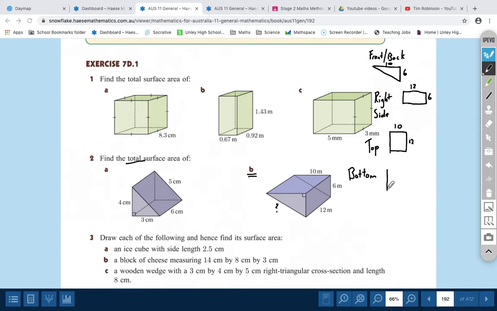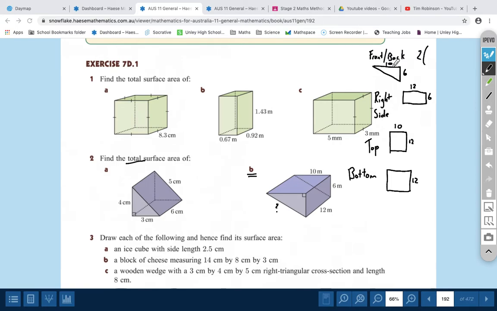Now this one here, it's actually missing a measurement, right? Because for the bottom rectangle, I need to know that length there, and they haven't given it to us. But we'll come back to that. Okay, the two triangles front and back. We've got two lots of half base times height.